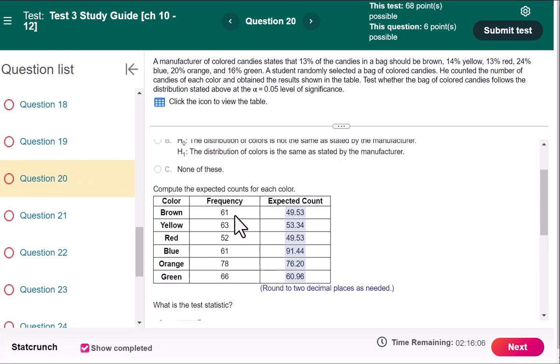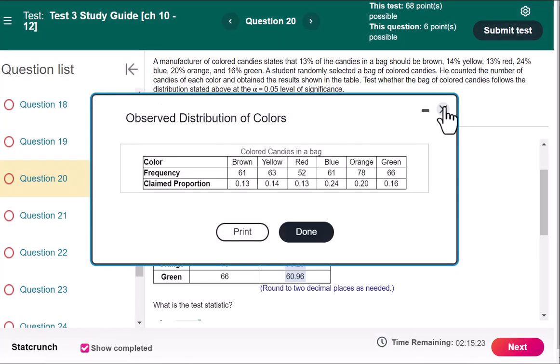We need the total here. So you just add them up. 61, 63, that's 124, 126, and 50, 176, 177, 237, 307, 315, 375, 381. So you have 381. So for brown, 13% of 381 will give you 49.53. For yellow, you do 14% of 381. I forgot the total. Then you get 53.34. So you have to count the total first, guys.